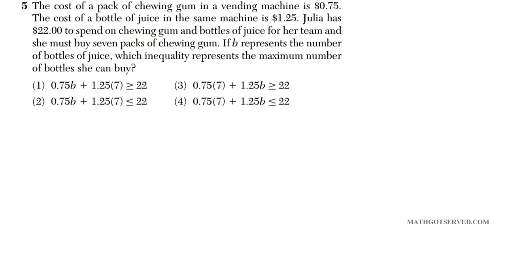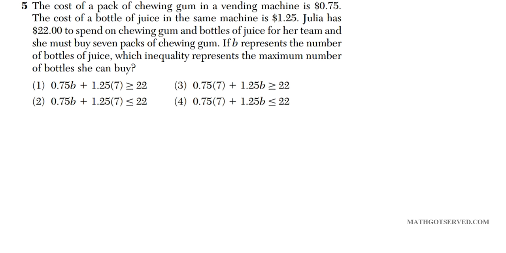All right, let's take a look at the last question in this installment, problem number 5. It reads, the cost of a pack of chewing gum in a vending machine is 75 cents. The cost of a bottle of juice in the same machine is $1.25. Julia has $22 to spend on chewing gum and bottles of juice for her team, and she must buy 7 packs of chewing gum. If B represents the number of bottles of juice, which inequality represents the maximum number of bottles she can buy? So this is another total cost problem.